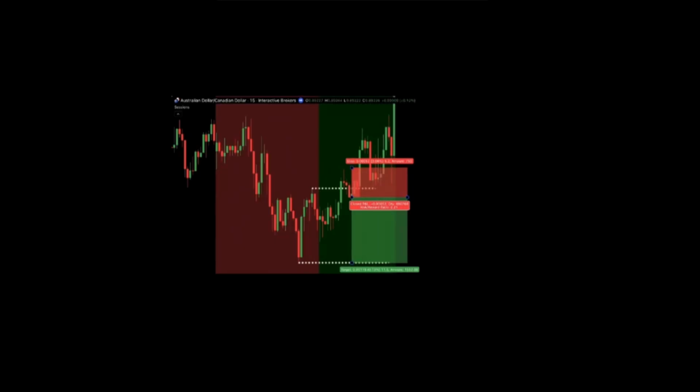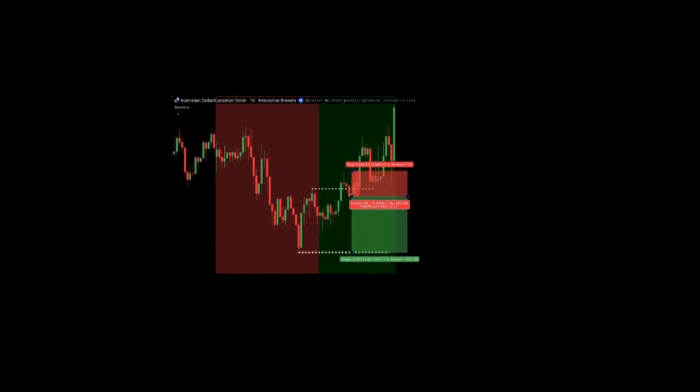But look what happens next. Price reverses and hits the stop loss. At this moment, most traders get frustrated. They start thinking, why did this lose? The setup was perfect. The strategy doesn't work.